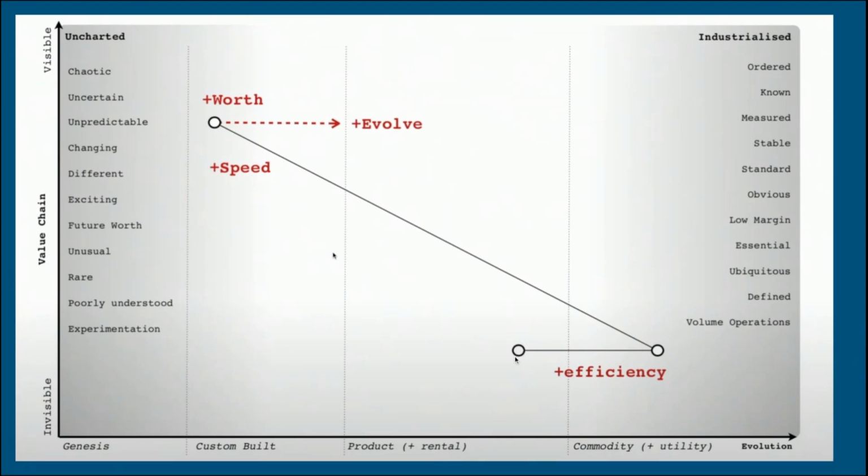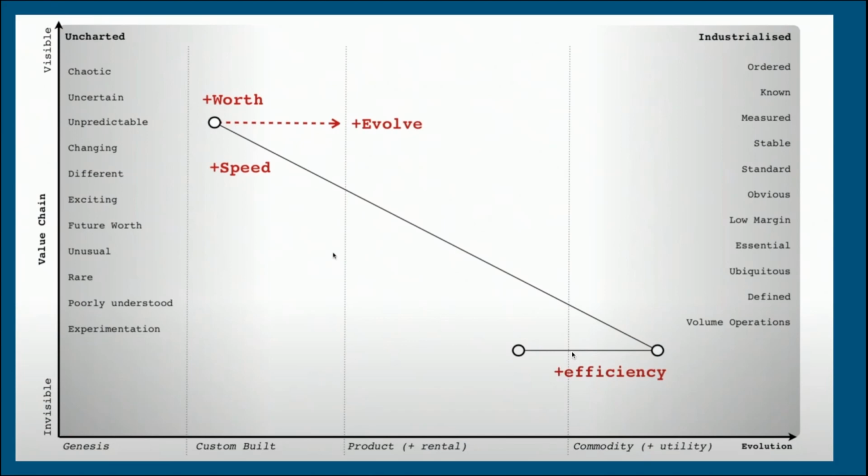The product that's down here is becoming more and more of a utility, more and more of a commodity. It's getting more efficient, in other words. And then it can be used to support some new thing or a bunch of new things that have just appeared in the world and are being custom made. And they're going to evolve as well. And they'll also move from left to right.